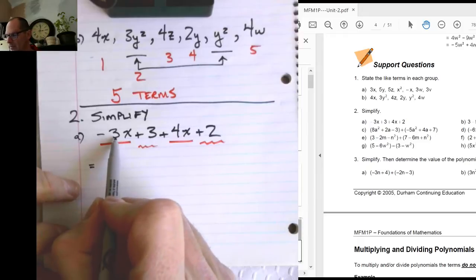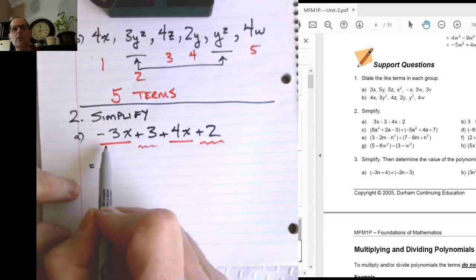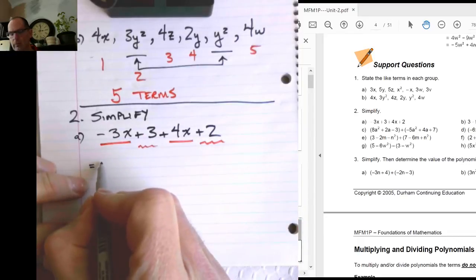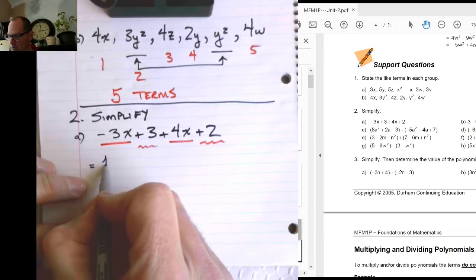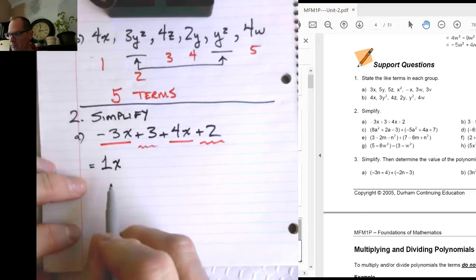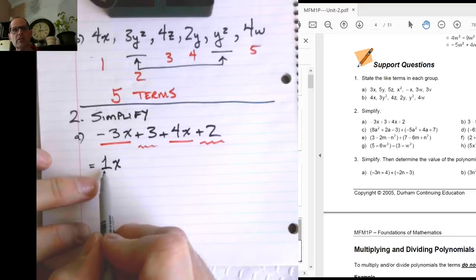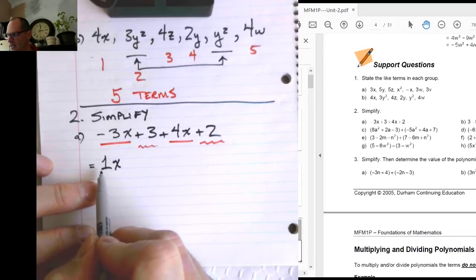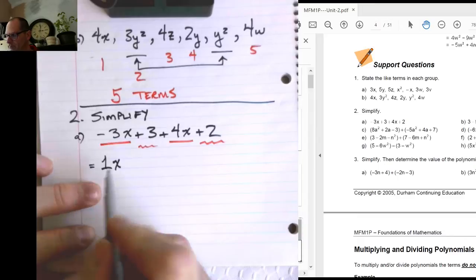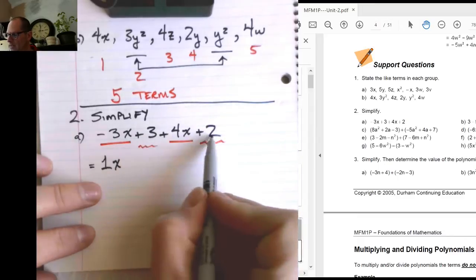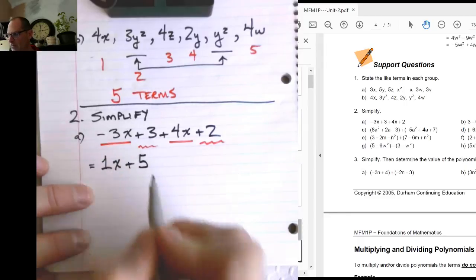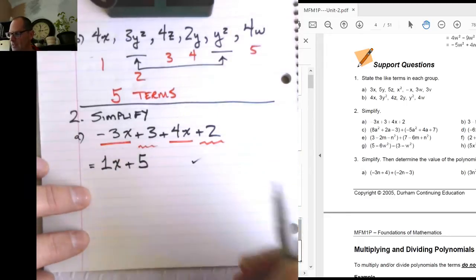So this is negative 3, that's plus 4. Negative 3 plus 4, it becomes positive 1. I could write the 1 here if I wanted to. Okay, I'll just write it in here. This is going to be positive 1x because negative 3 plus 4 gives me positive 1x. Again, don't need to worry about writing the positive here as a leading coefficient. And then I deal with two constants here, 3 and 2, so that's plus 5. Okay, and this is done.